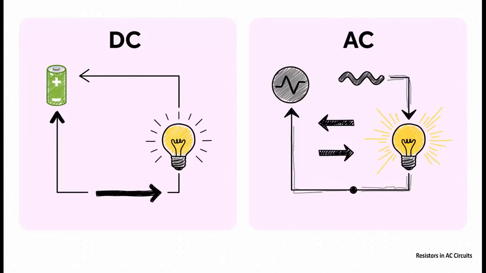Okay, so let's start with the symbols we use. Over on the left, you've got your classic DC source, like a battery. But on the right, that's the one we're interested in today. That little wavy line tells you it's an AC source. And that simple visual difference signals a really fundamental shift in how the electricity is actually behaving.